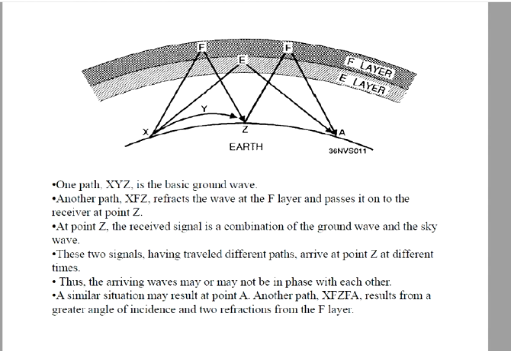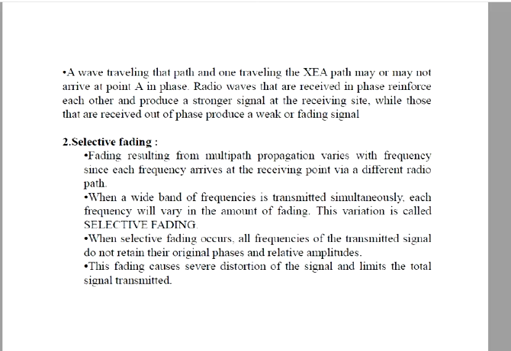A similar situation results at point A, that is, one path is XEA and another path is XFA. One is through the E layer and one is through the F layer. This is multipath fading.